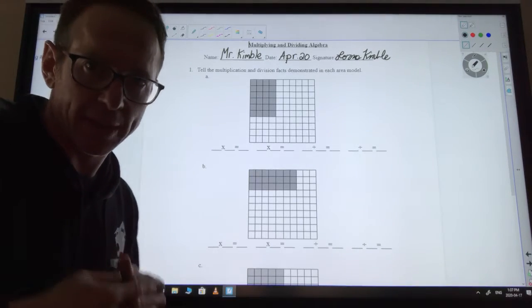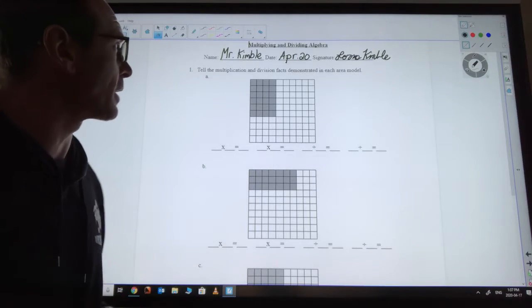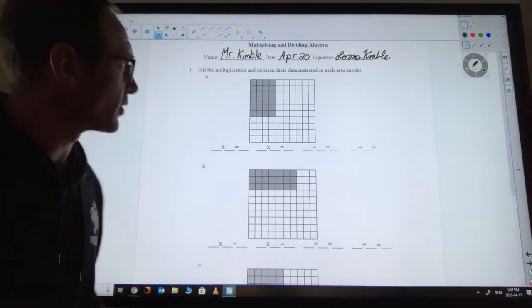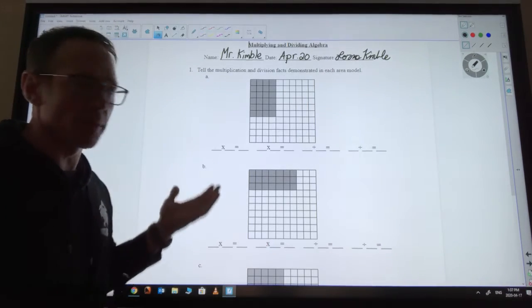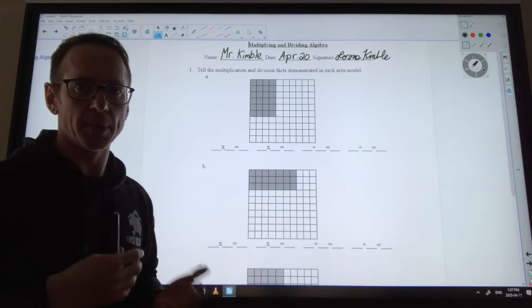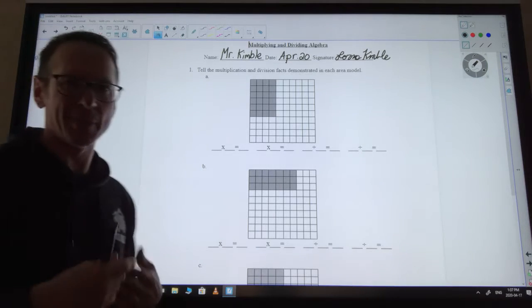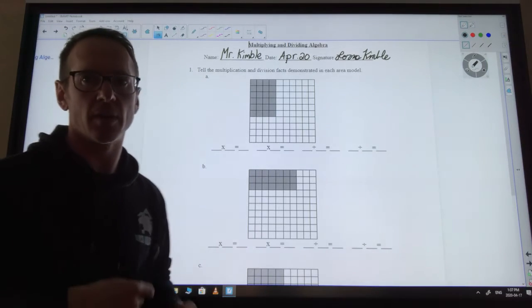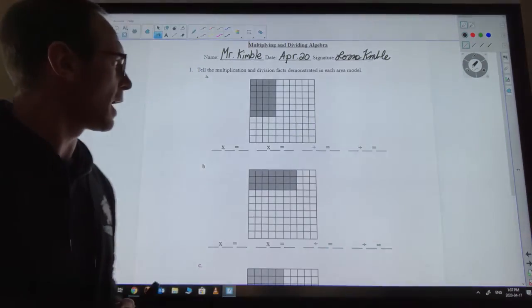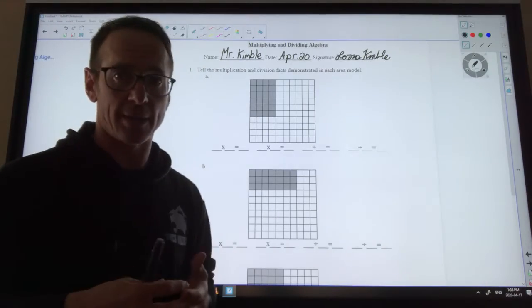All right, guys, I just want to do a quick lesson to begin with on multiplying and dividing using algebra. So when we're talking about algebra, what we're really talking about is replacing a number with some kind of unknown thing. It might be a letter or it might be a shape, that kind of thing. We're going to use letters.